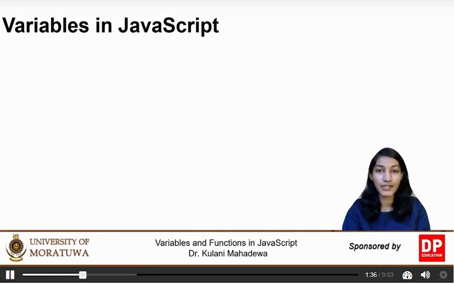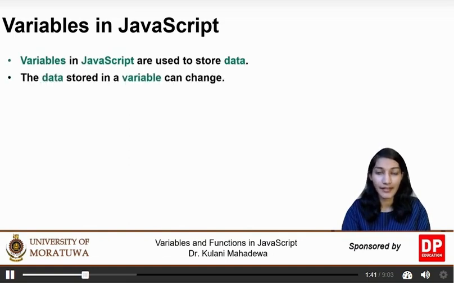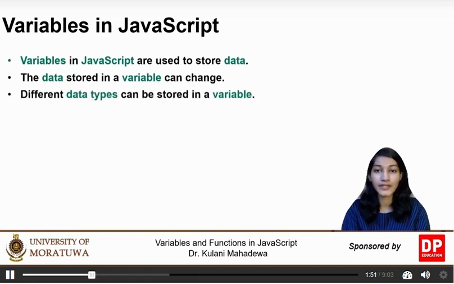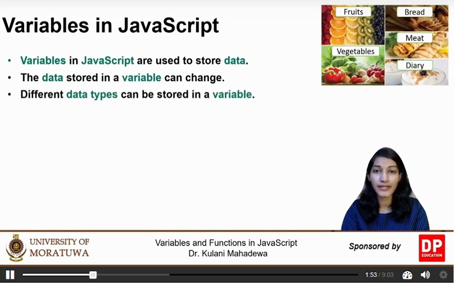Okay, now you know that JavaScript uses variables to store data. Then the data stored in these variables can change. So what type of data can we store in these variables? If we take a food example, we know that there are different types of food like fruits, vegetables, dairy. That means orange belongs to the food type fruit.